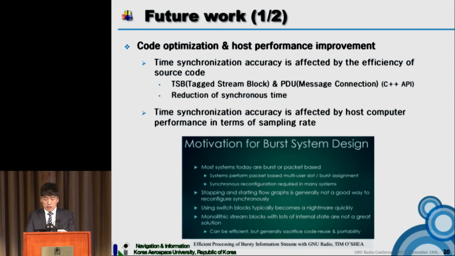Future work. Time synchronization accuracy is affected by the efficiency of source code. So code optimization is expected to be necessary. It will need to use the C++ API, such as the tagged stream block, called TSB, and protocol data unit, called PDU. This can reduce the synchronization time.